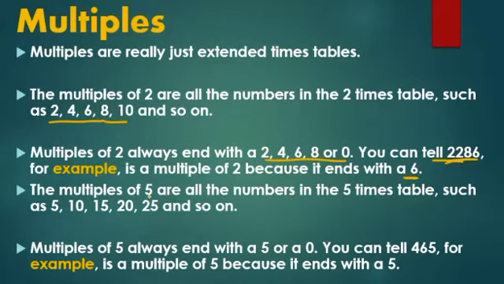The multiples of 5 are all the numbers in the 5 times table, such as 5, 10, 15, 20 and 25 and so on. Multiples of 5 always end with a 5 or 0. So any number that ends with 5 or 0 can be divided by 5. You can tell 465, which ends with 5, or 460, which ends with 0, are multiples of 5.